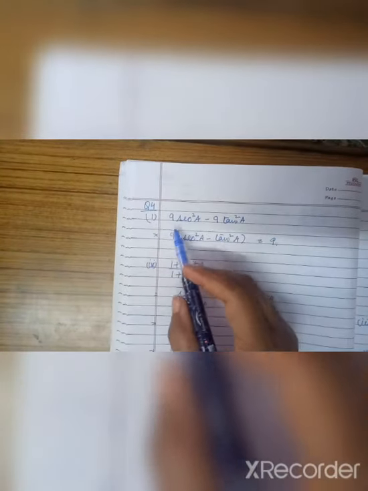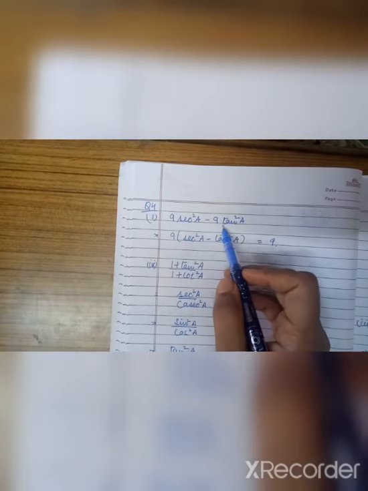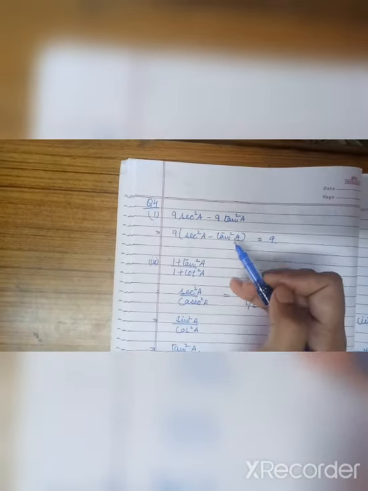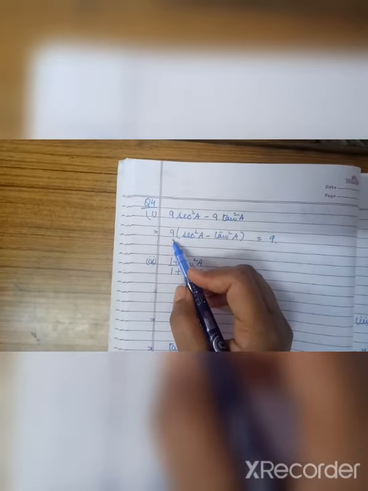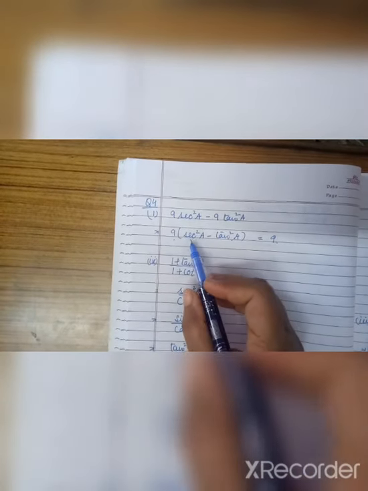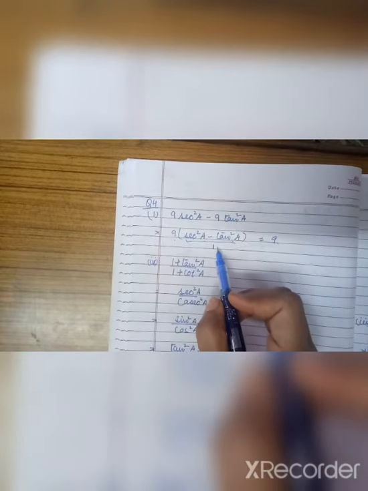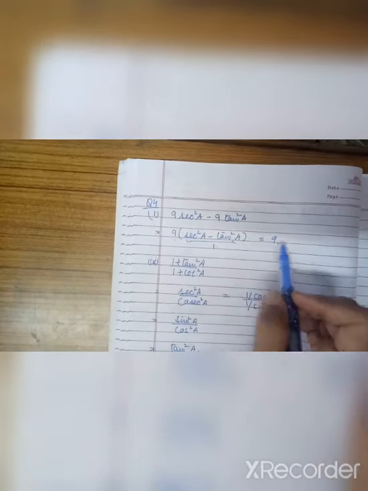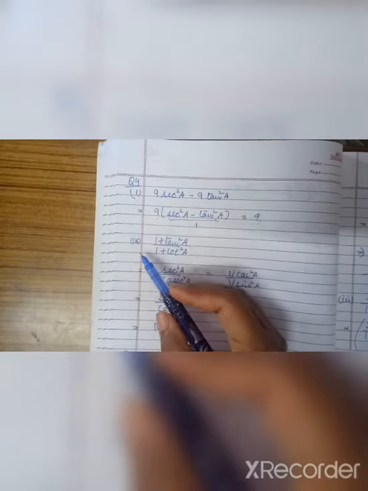Now let me come to question number 4. In question number 4, the question is 9 secant square A minus 9 tan square A. Now we have to find out the value. If we take out the common 9 from these two, what is left? Secant square A minus tan square A. This is the identity and its value is 1. So 9 into 1 will be equal to 9. That is very easy.